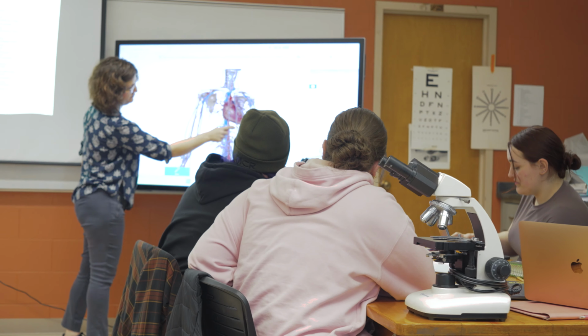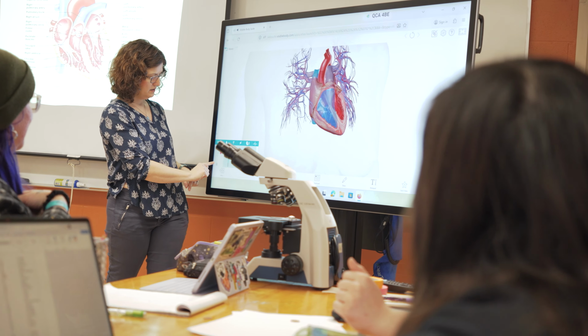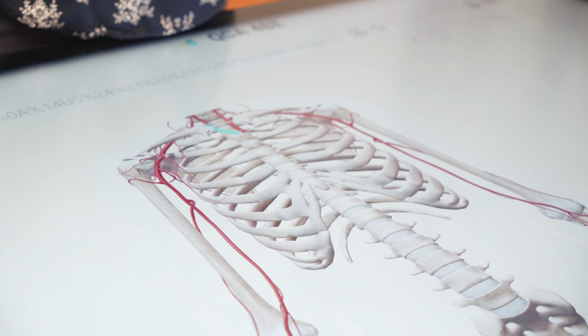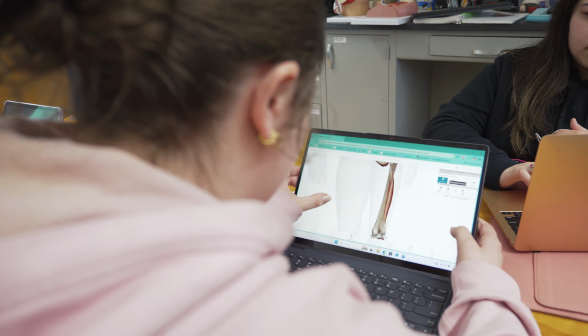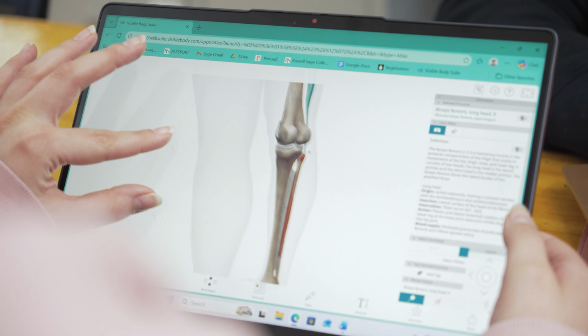So Russell Sage College actually offers a visible body software for certain students that are going to be going into physical therapy, occupational therapy, nursing, pre-med or pre-physician assistant, and even some of our education students going into physical education. So students are going to be able to get access for free within our labs and also at home.